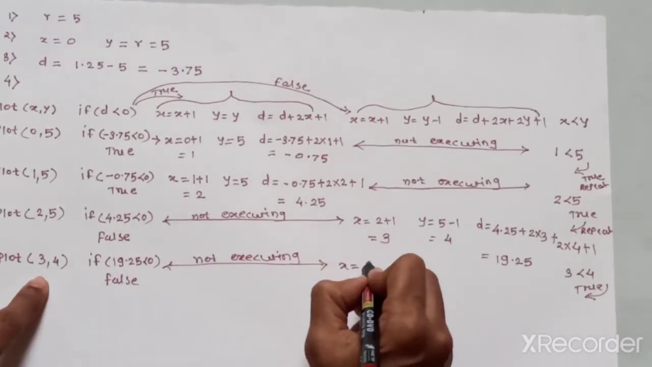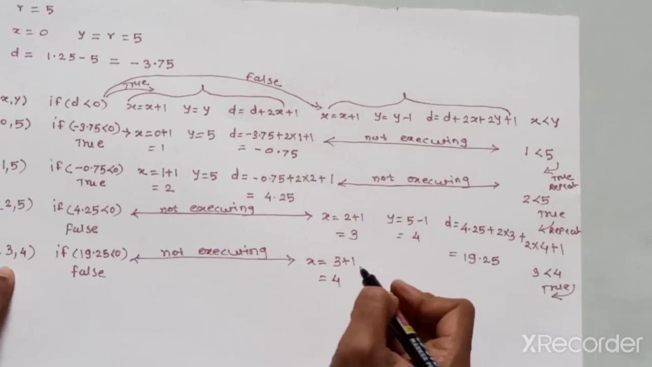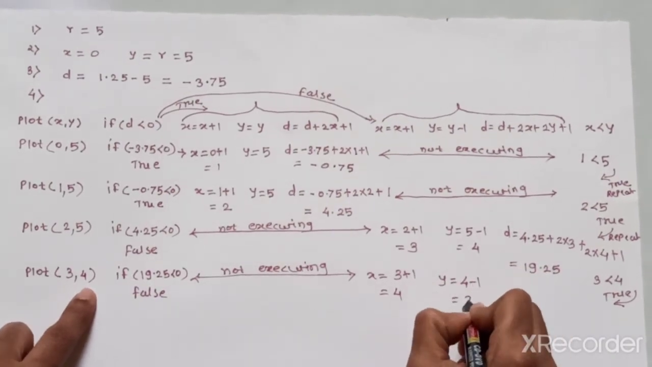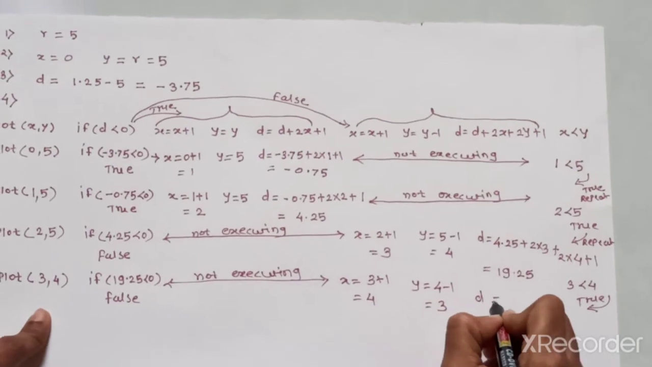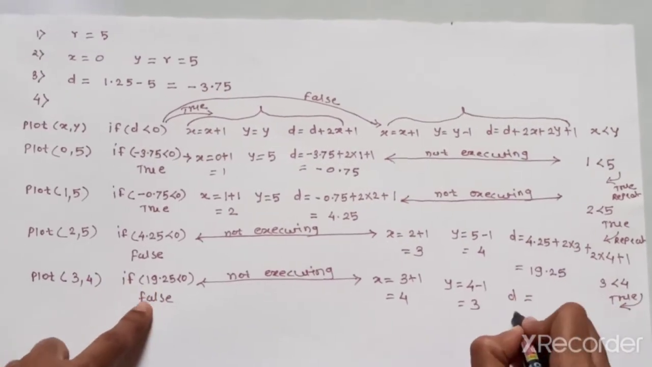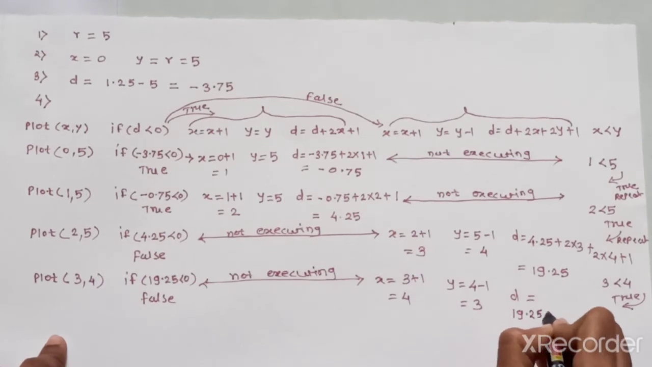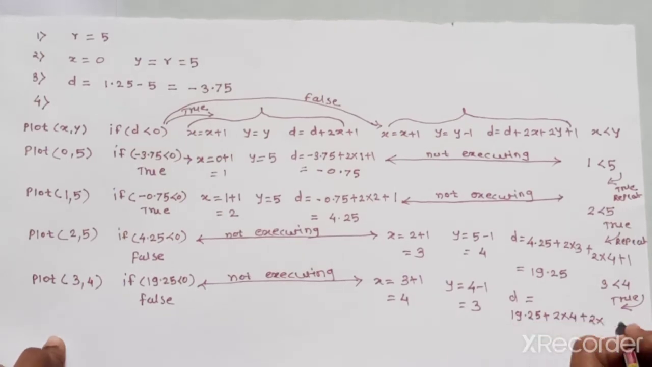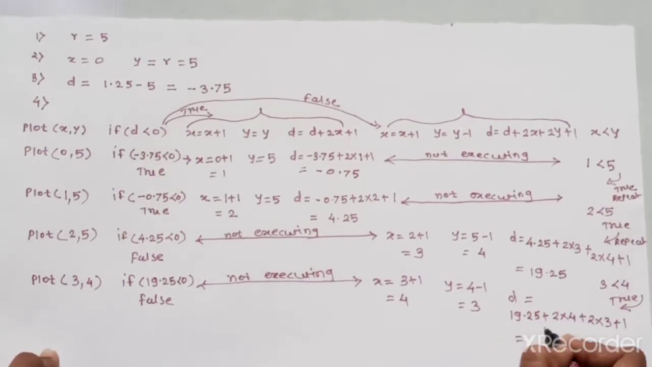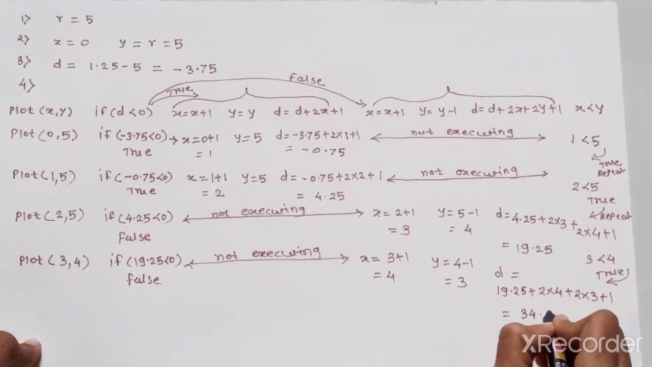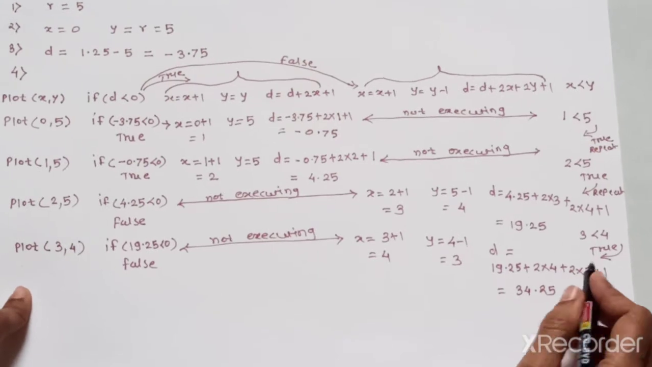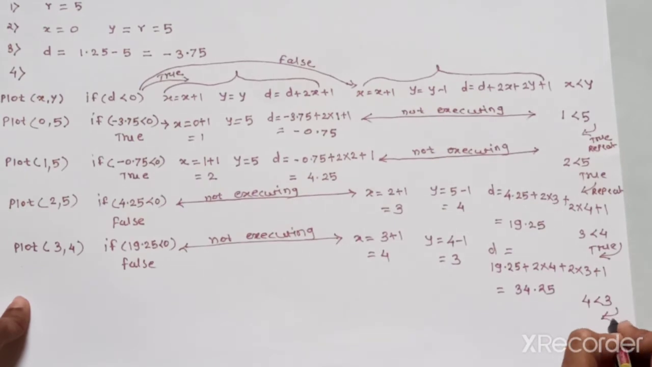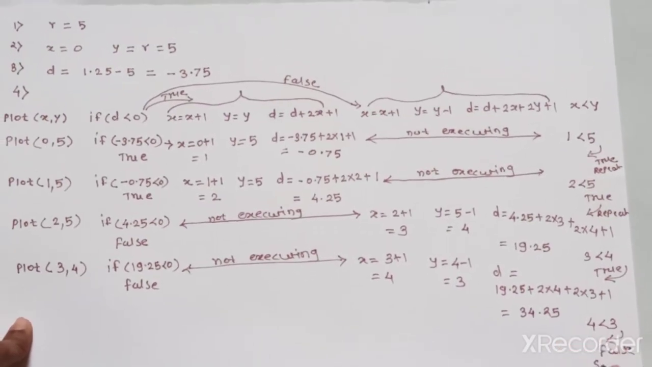X is equal to x plus 1. So 3 plus 1, answer will be 4. Similarly, y is equal to y minus 1. So 4 minus 1, answer as 3. Next, calculation of d. D is equal to d plus, what is the value of d that we are getting? 19.25 plus 2 into 4 plus 2 into y value, 3, plus 1. Here we are getting answer as 34.25. Once again check value of x and y. So x value is 4. It is less than y value 3. That is false. Means what? We have to stop here.